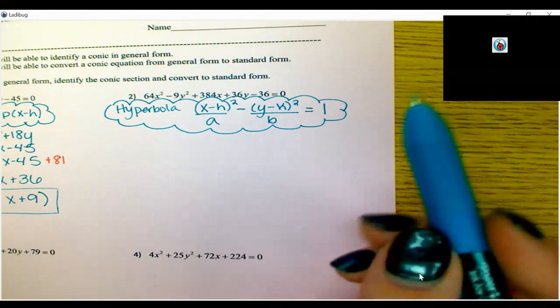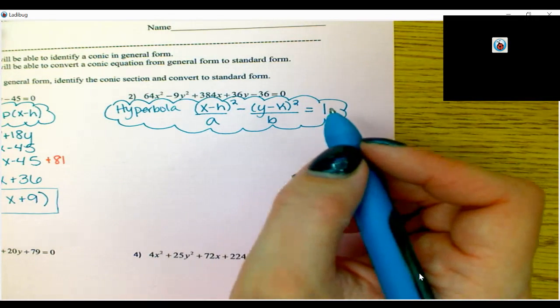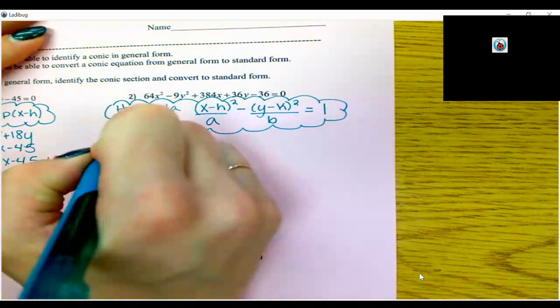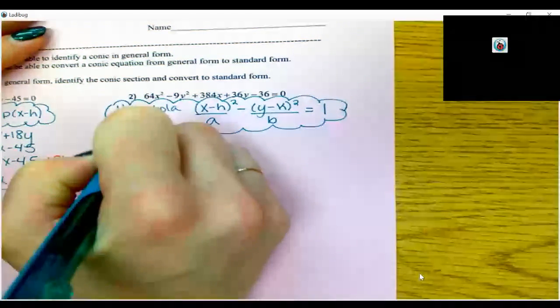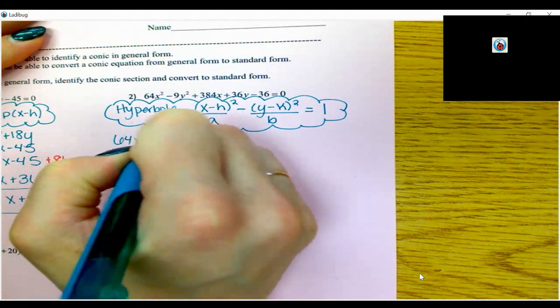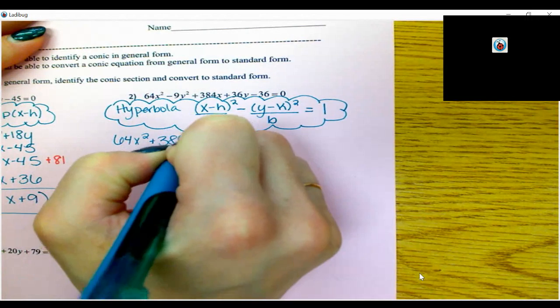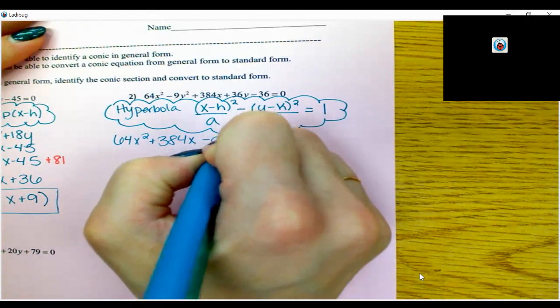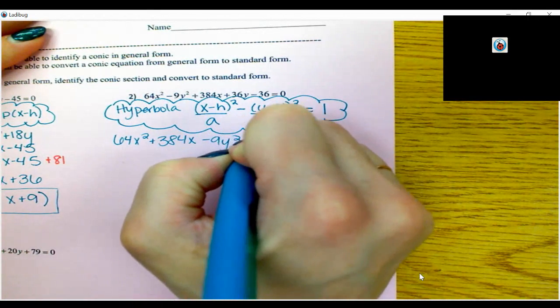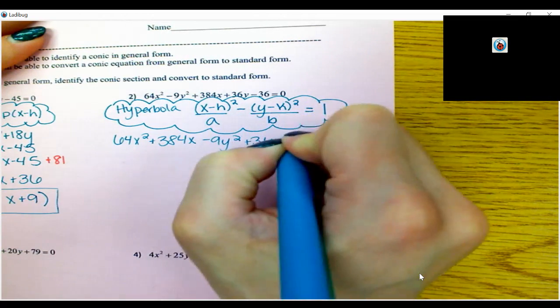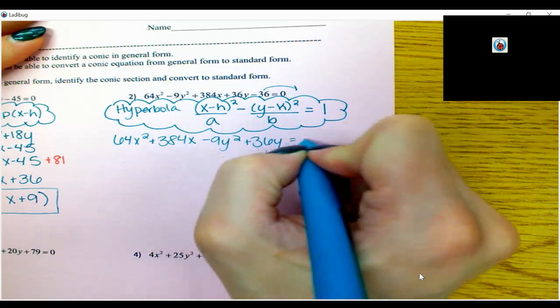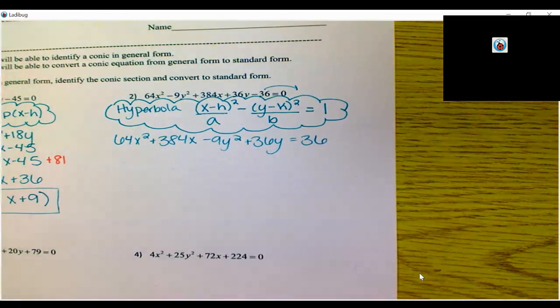All right, so in order to do that, the best thing to do is to group your x's and your y's together to start. So I'm going to group 64x squared plus 384x. Then I've got minus 9y squared plus 36y. And then the 36 can get kicked over here, which gives me a positive 36 then.